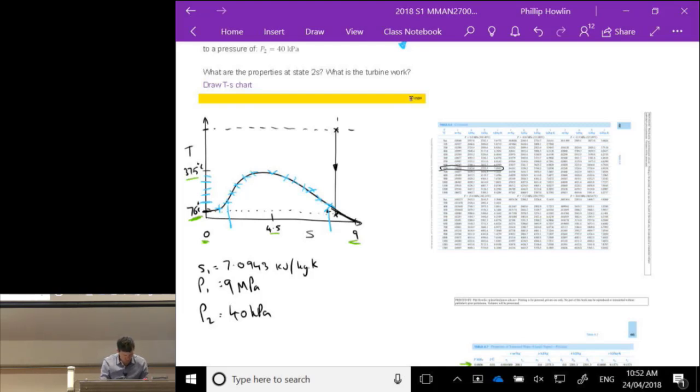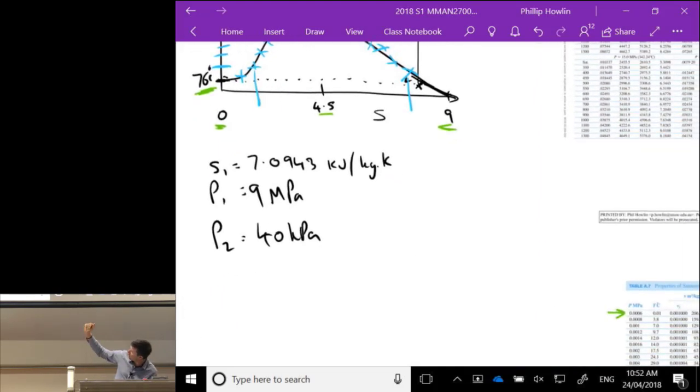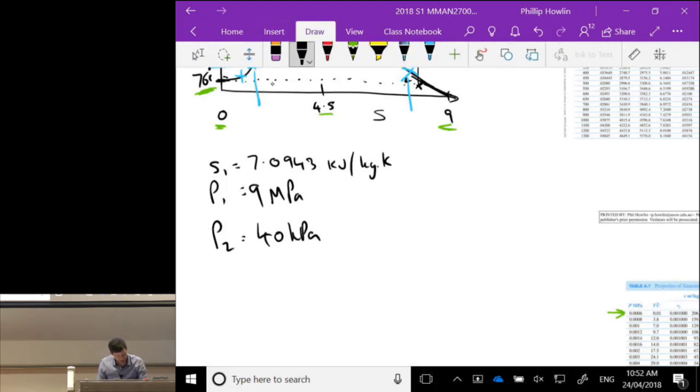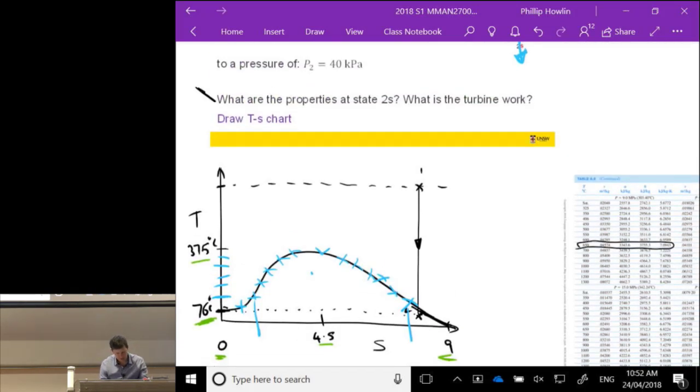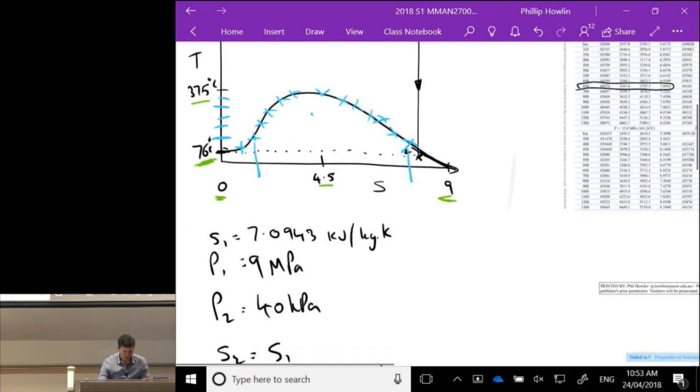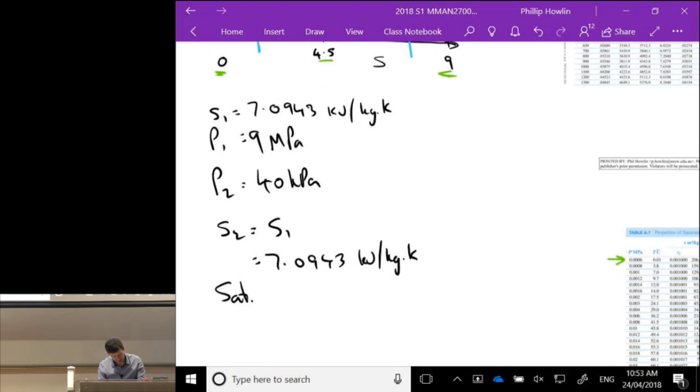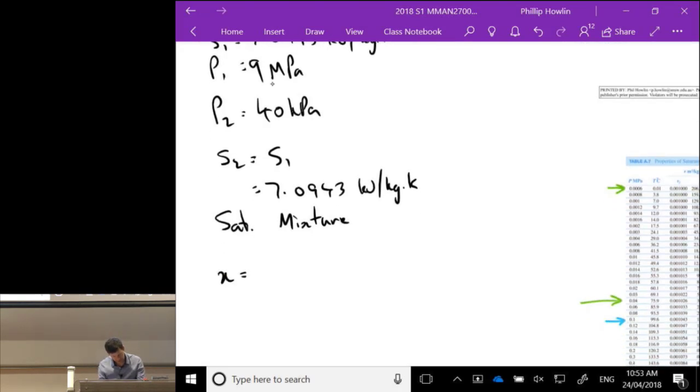So now, in an isentropic manner, we're reducing the pressure of steam from 9 megapascals to 40 kilopascals. So S1 equals 7.1, S2 equals S1 because it's isentropic, equals 7.0943 kilojoules per kilogram Kelvin. So now what's the state? We're asked, what are the properties of state 2S and what's the turbine work, the ideal turbine work? So it's a saturated mixture. We've just established that. So it's going to have an X, a quality value.